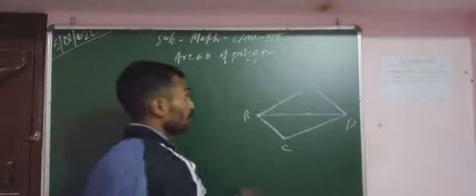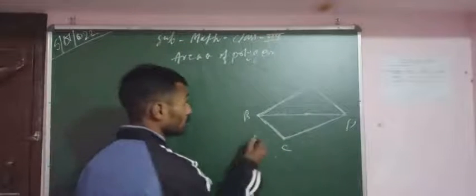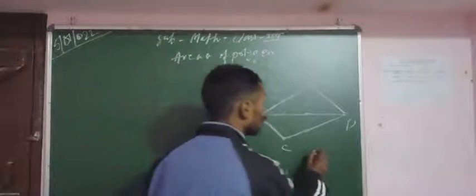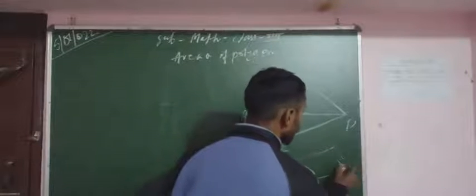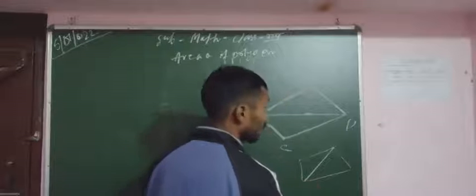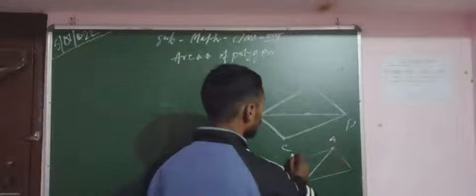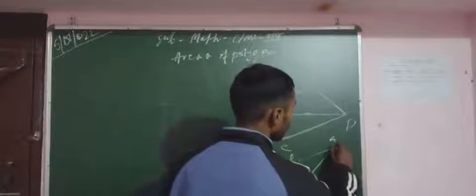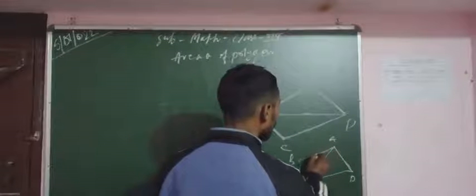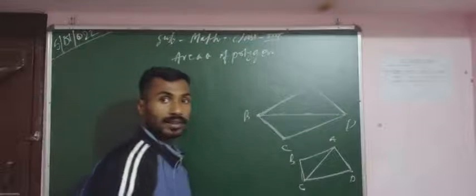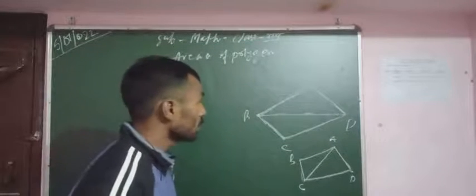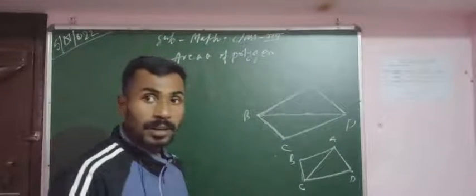Look at the figure. We can draw a diagonal. We can also draw the diagonal like that. You can also join the line like that. It's a diagonal. This is A, B, C, and D. Now the quadrilateral ABCD is divided into two triangles.